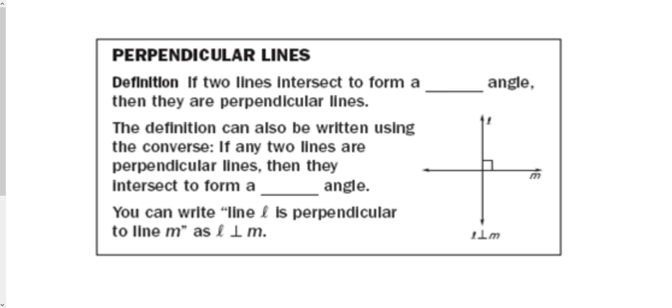Perpendicular lines. So if two lines intersect to form a right angle, then they are perpendicular lines. The definition can also be written using the converse. So they're going to switch the if and the then part. So if any two lines are perpendicular, then they intersect to form a right angle. So as a little bit of an FYI, you can use this upside down T here to write that line L is perpendicular to line M.